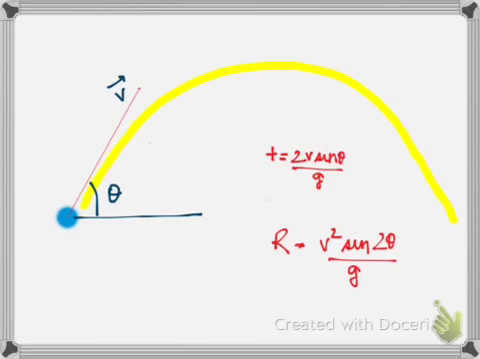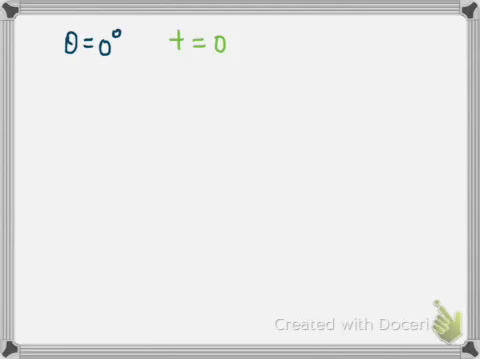If you put theta equal to 0, the time taken will be 0, and the range will also be equal to 0. So at theta equal to 0 degrees, we have the range equal to 0, time equal to 0. Also the maximum height reached will be equal to 0, right? But there is a small misconception in that.